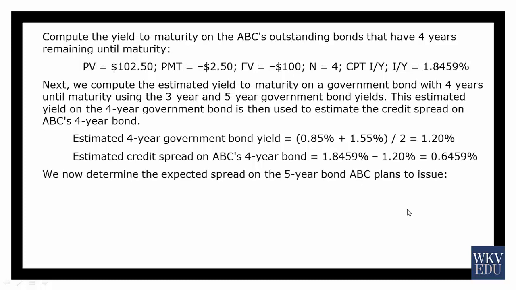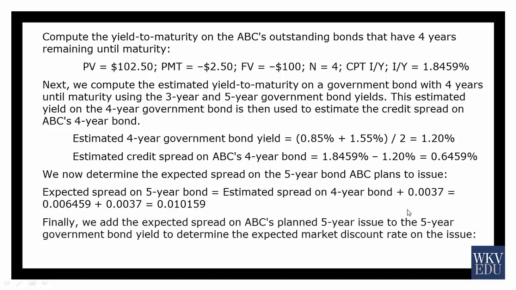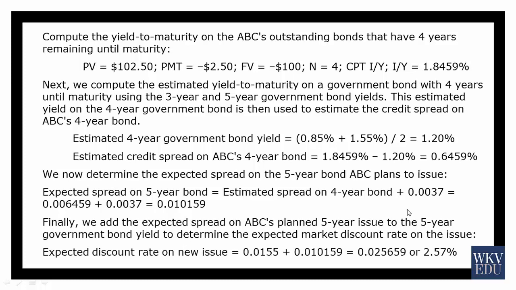Now we'll use the term structure of the credit spreads for issues with a similar rating as the one in question to determine the spread of the 5-year bond the company plans to issue. Therefore, the 5-year bond has the following answer. Finally, we add the expected spread on the planned 5-year issue to the 5-year government bond yield, which is the benchmark, to determine the expected market discount rate on the issue. The expected discount rate on the issue is calculated as follows.